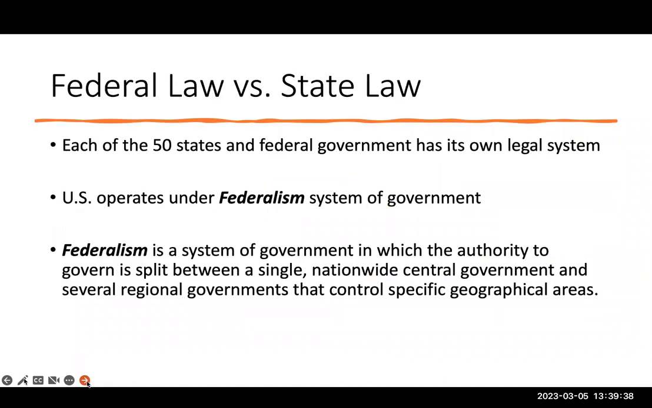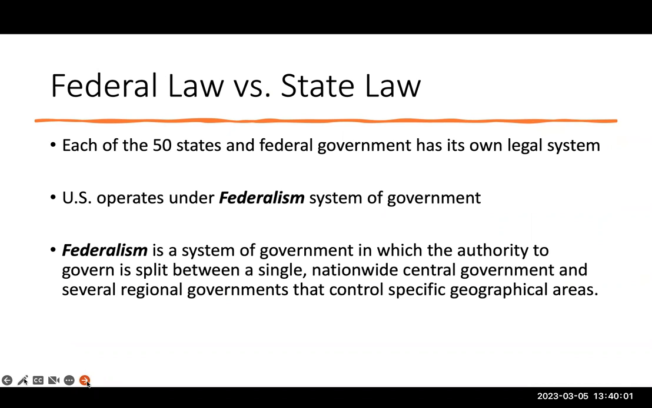All right. The first distinction we make between laws is federal law versus state law. As noted in the slide, each of the 50 states and the federal government itself has its own legal system. This derives from the federal system of government that we operate on.